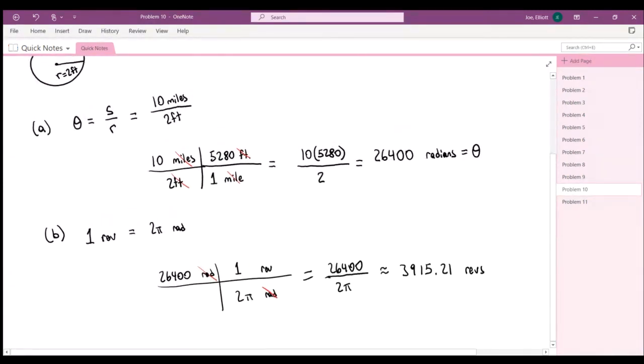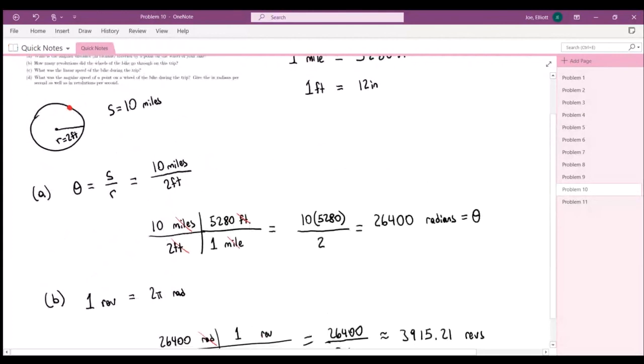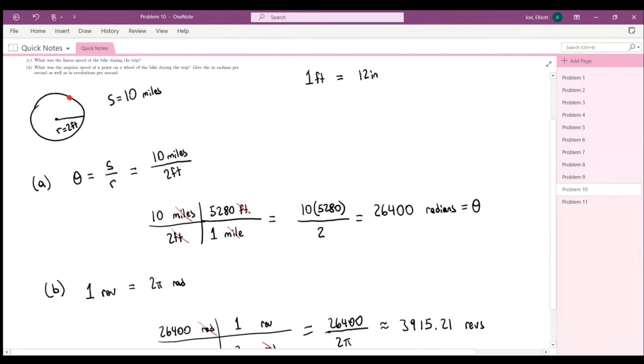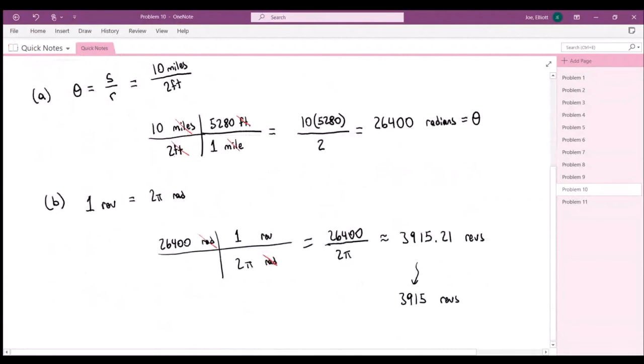So then, if you want to round it to the nearest whole number, you would round it to 3,915. So then that would be approximately how many revolutions your tires went through on this trip. Okay.